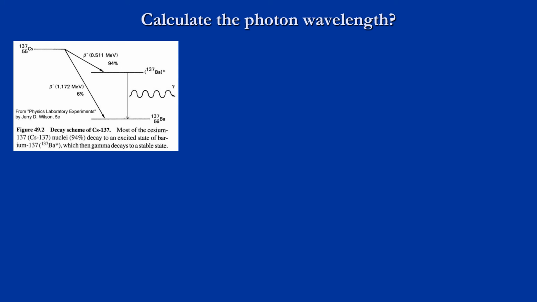We have cesium, and when it decays, it has an excited daughter nucleus, barium. When this daughter nucleus de-excites, it releases a photon, and we need to calculate that photon wavelength. So we can use the equations from year 1. So we know photon energy, E, is equal to hf, which is the same as hc over lambda. We've got a difference in energy levels, so that's going to correspond to the energy of the photon.